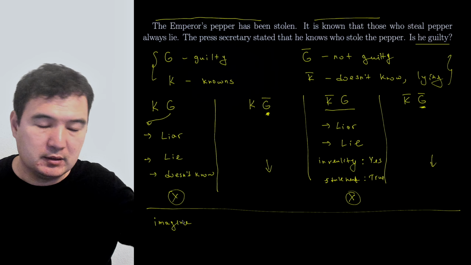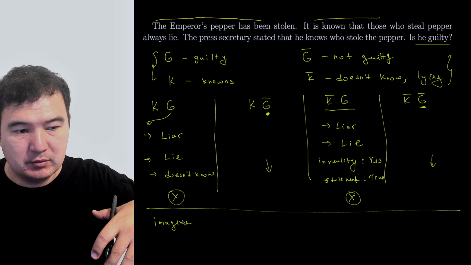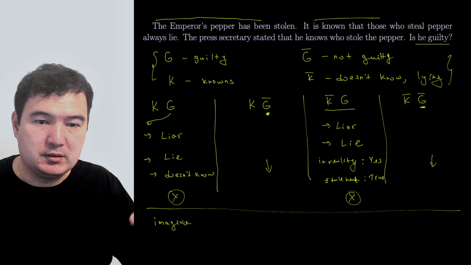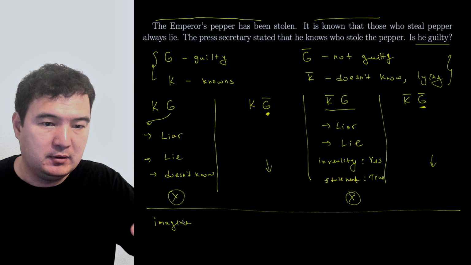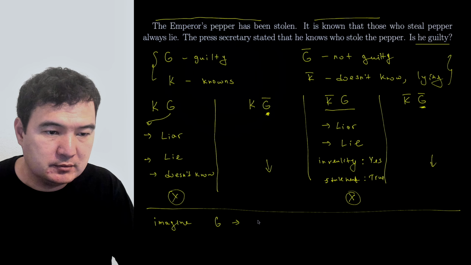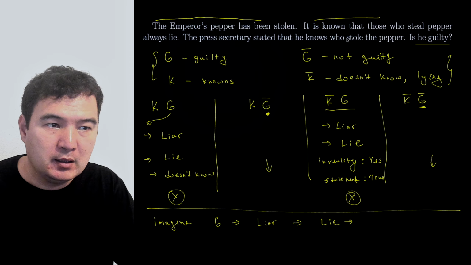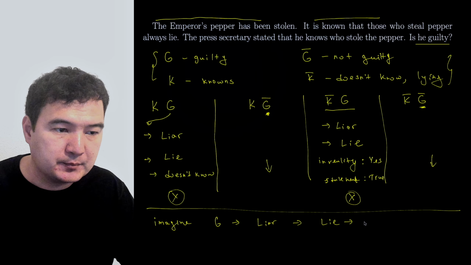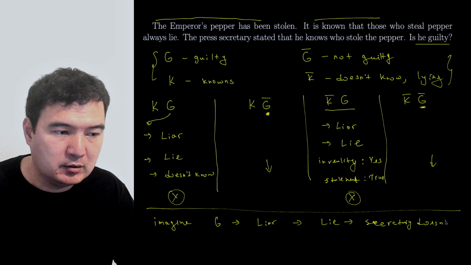But explaining strategies with small easy problems is a good illustration. So when you see a much more difficult problem, you can employ this strategy. But for this problem, you can just imagine that he is guilty, then he is a liar, and then the statement is a lie. So you have to assume that this is a lie. Then since it's a lie, the secretary doesn't know.